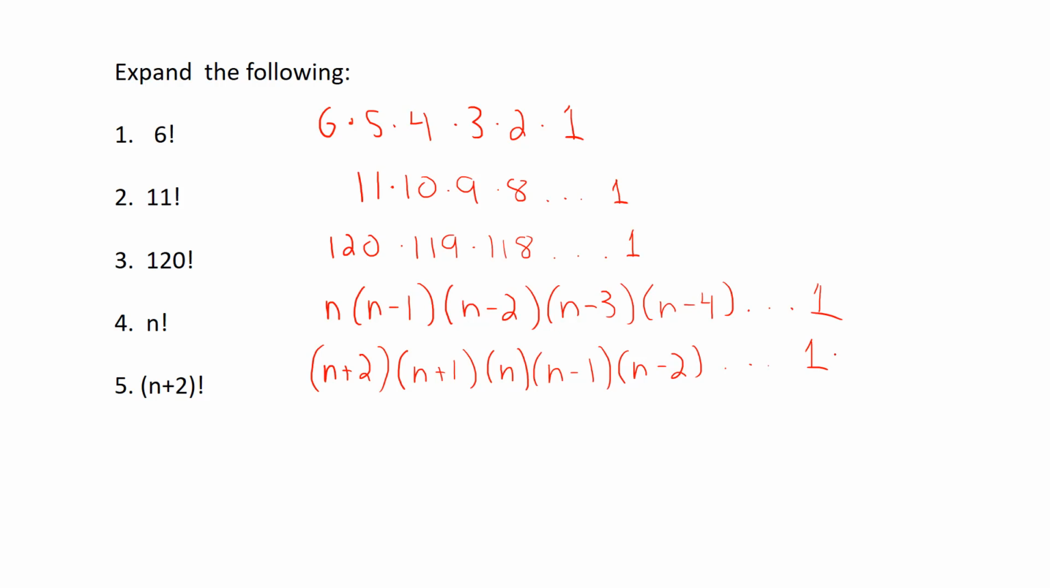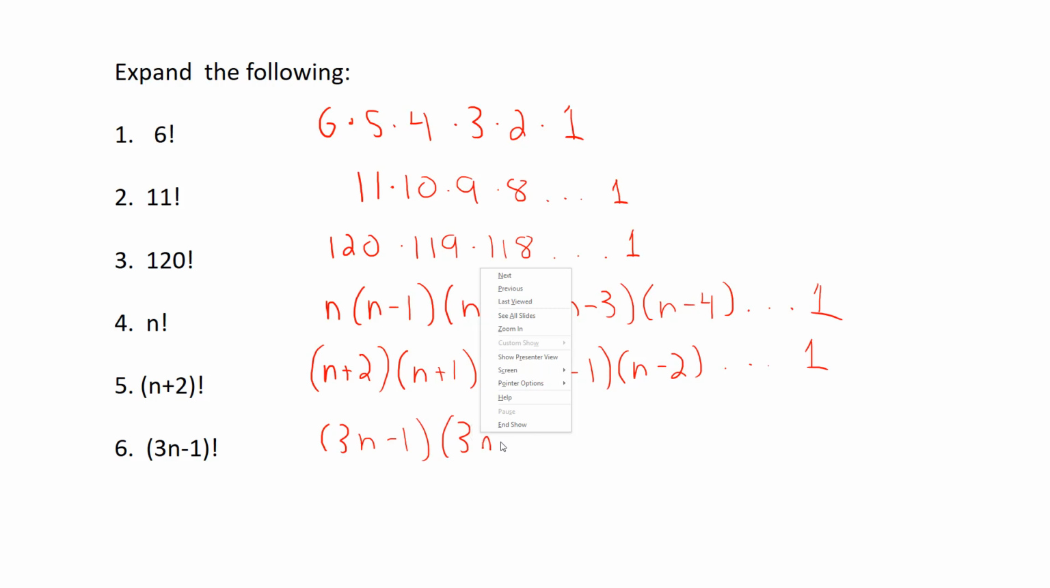Nothing to it. Let's try another one. 3n minus 1 factorial. It can be a little confusing because there's a more complex expression within the bracket, but don't overthink it. We start off with the first one, which is 3n minus 1. Well, 1 down from that is just going to be 3n minus 2. Sorry about that. 3n minus 2, because we're subtracting 1. So we just subtract 1 off the 1.